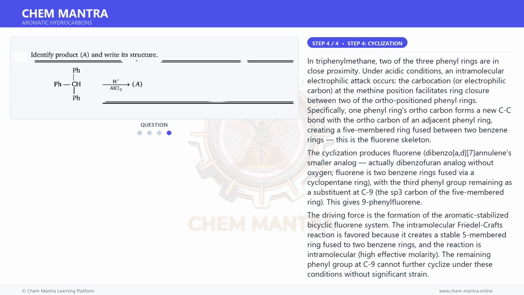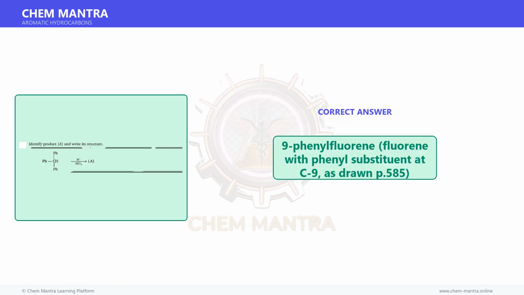Therefore, the correct answer is 9-phenylfluorene, fluorene with a phenyl substituent at C9, as drawn. The correct answer is shown on screen.